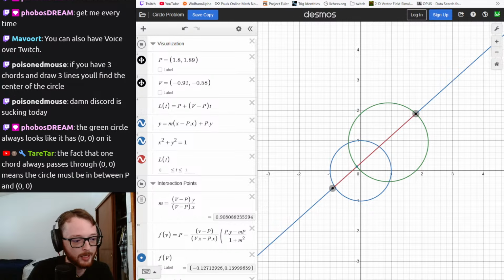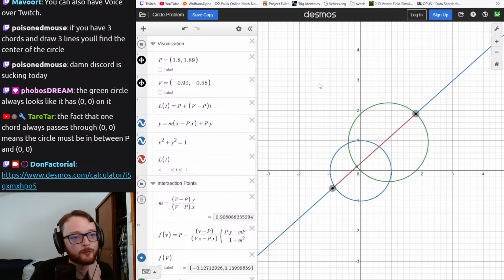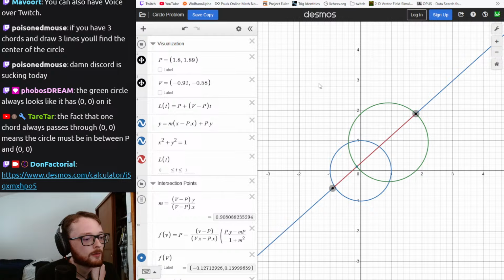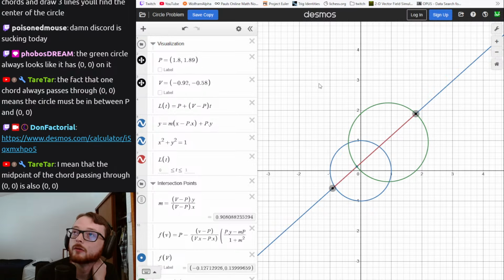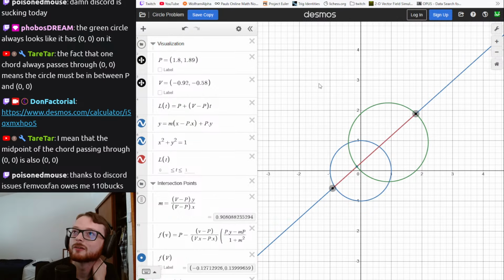In case it helps to let anyone else play with that Desmos, there's the link there. The fact that one chord always passes through 0,0 means the circle must be in between P and 0,0, Teratar says. The green circle is because it has 0,0 on it. There should be a reason for that. Man, the fembox stat just keeps going up. The midpoint of the chord passing through 0,0 is also 0,0. Yeah, okay, that makes sense, Teratar.